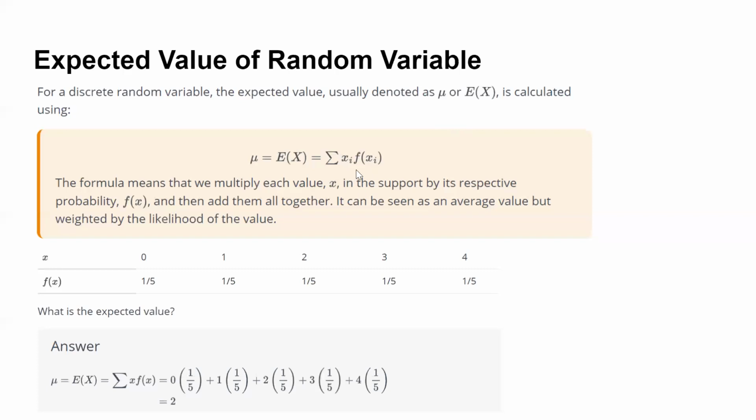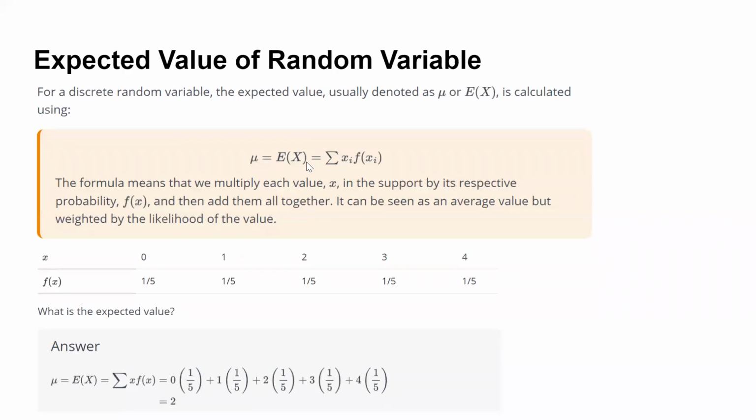I'll explain this formula. Mu and E of X mean the same thing. This E means the expectation, and X is my random variable. So it is read as expectation of random variable X. And this random variable can take multiple values.